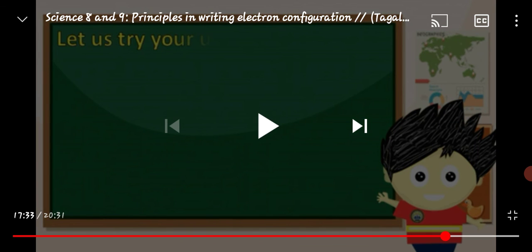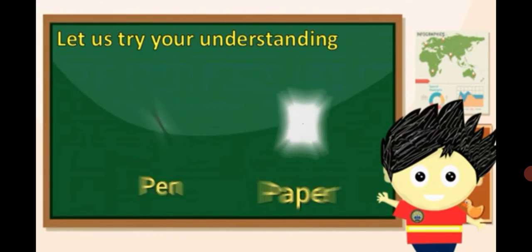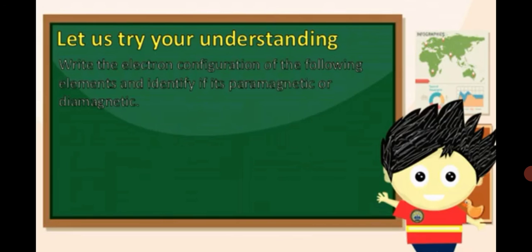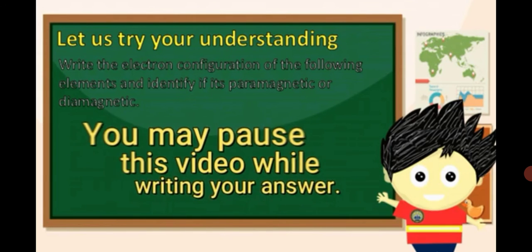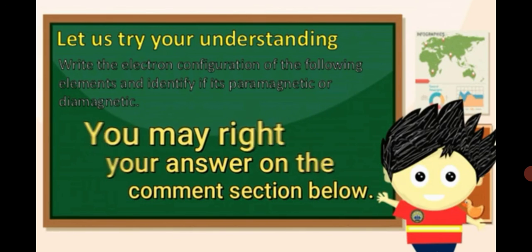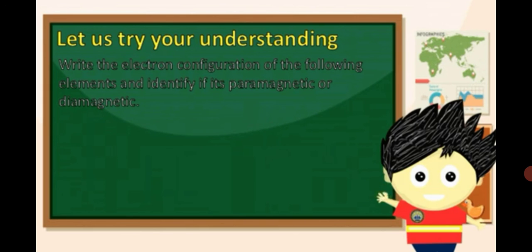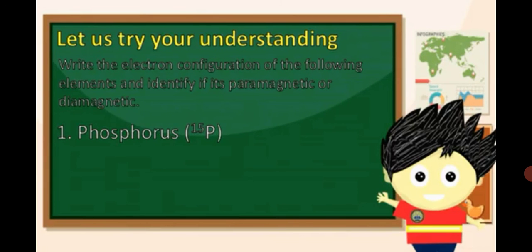Ngayon, subukan natin kung nakasunod ka sa ating video lecture. Kumuha ka ng lapis at papel at subukan mong isulat ang electron configuration ng mga sumusunod na elements. Pagkatapos, alamin mo kung ito ay isang halimbawa ng paramagnetic or diamagnetic atom. Maaari mong i-post ang video na ito kung talagang desidido kang masagutan ang mga halimbawa na ipapakita. Maaari mo ring isulat ang iyong sagot sa comment section ng video lecture na ito para magkaroon tayo ng interaction. Item number 1. Phosphorus with atomic number 15.